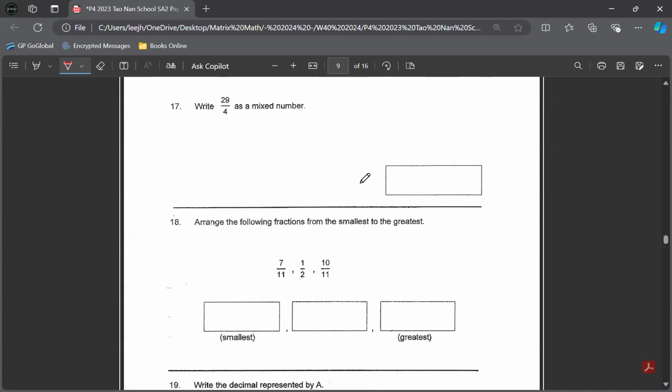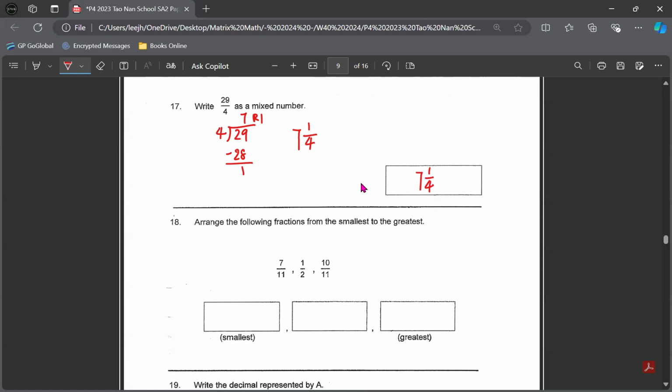Question number 17. Write 29 over 4 as a mixed number, which means you need to make this into a whole number with a fraction. So what does it mean by 29 over 4? It's the same meaning as 29 divided by 4. So when you work it out, 29 divided by 4, nearest group is 7, minus 28, 1. Although it's the remainder 1, please remember, look at your denominator, it is a 4. So 7 is 7 wholes. So denominator 4 remains, and remainder 1 will be your numerator. So it's 7 and 1 quarter.